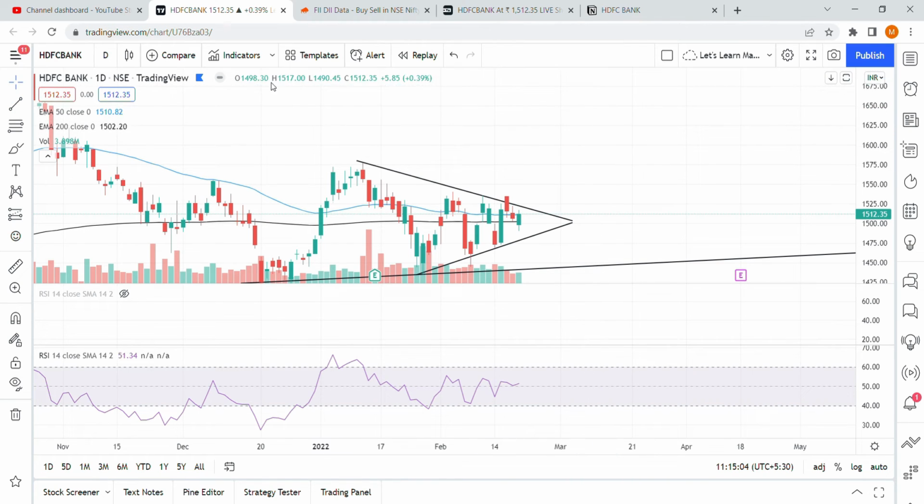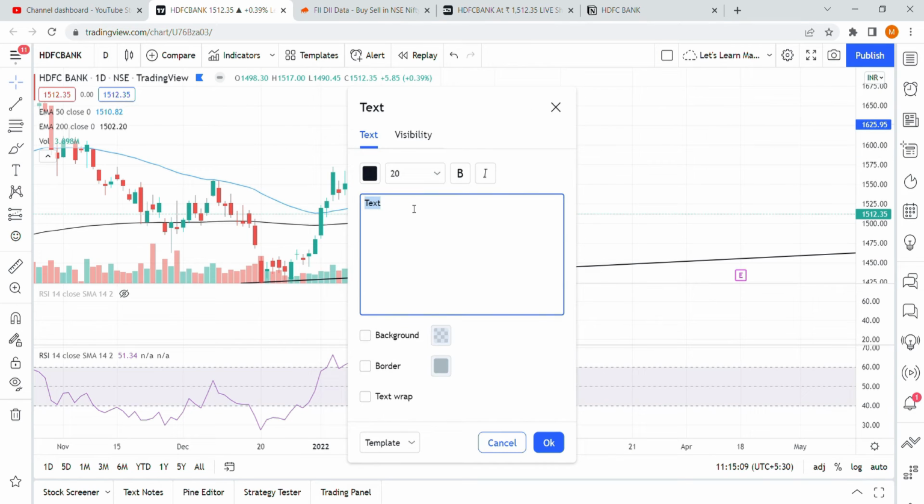right? Let me type here. Then we would be having green candle, second, support at both 50 and 200-day exponential moving average, RSI support as well, and volume support as well.